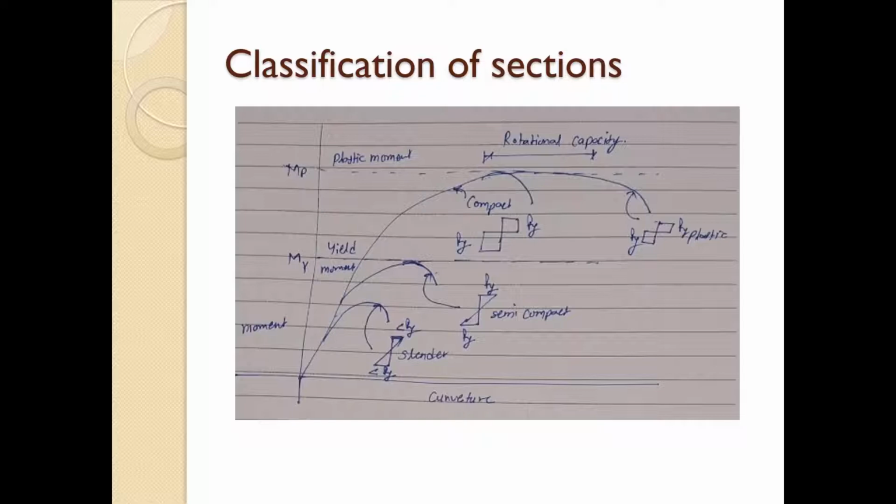So plate elements of the cross section may buckle locally due to compressive stress. Local buckling can be avoided before the limit is achieved by limiting the width to thickness ratio of each element of a cross section subjected to compression due to axial load, moment, or shear. On the basis of this, the four classes are defined as follows in the IS code.